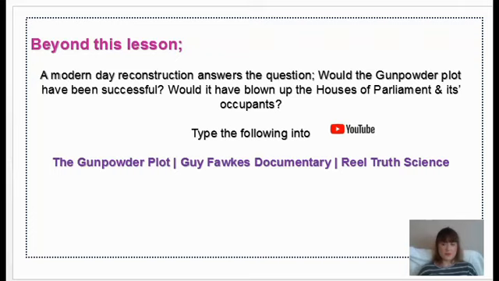Year seven, and it should go without saying, and I have already kind of mentioned this, always be careful with fireworks and fire in general, really. Dangerous stuff. Okay? Keep safe.